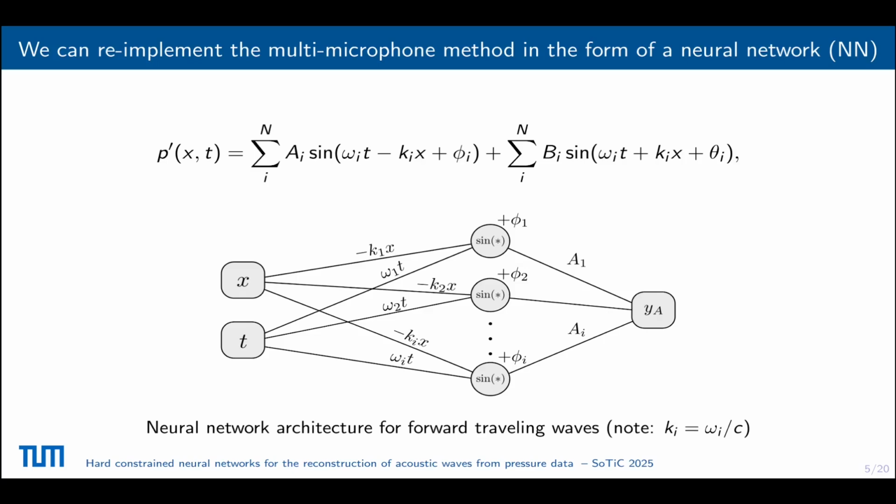This is then fed into the first and only hidden layer, which contains an activation function. In this case, it's a harmonic activation function, so the sine of whatever is the input to the cell. It can contain a bias, which accounts for phase shifts, and it's then multiplied by some factor, which corresponds to the amplitude of the corresponding wave, summed up via a linear superposition. And this then yields y_A, which is simply the forward traveling wave amplitude of x and of t.